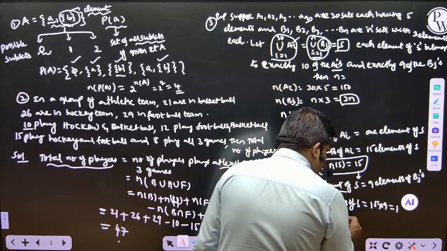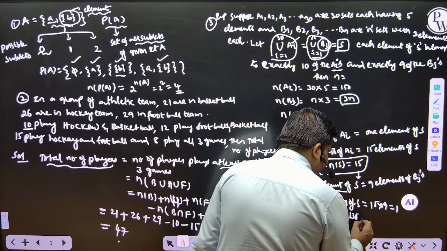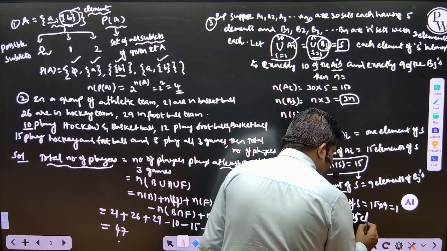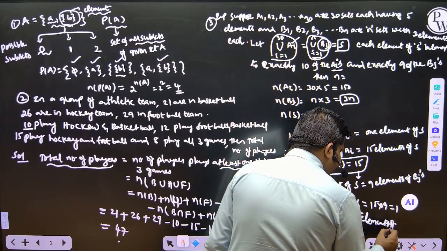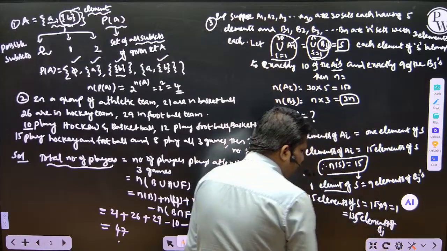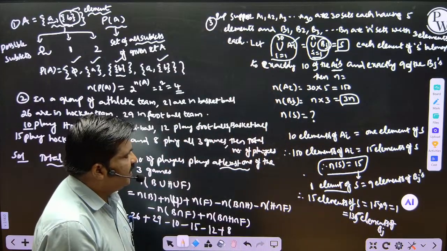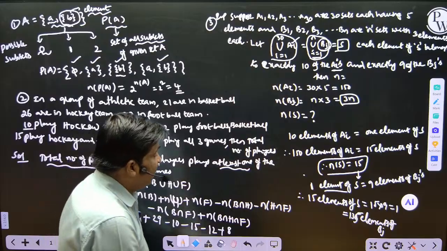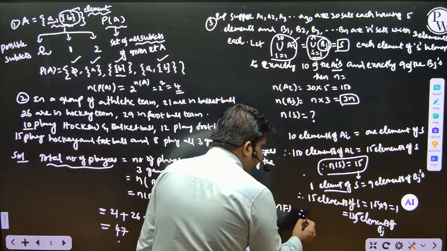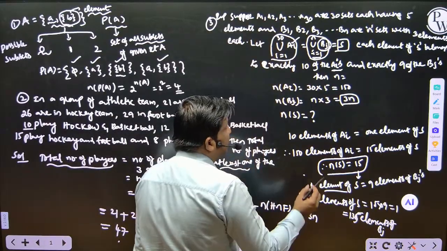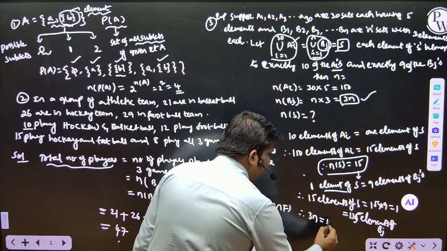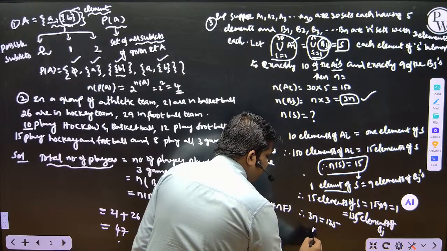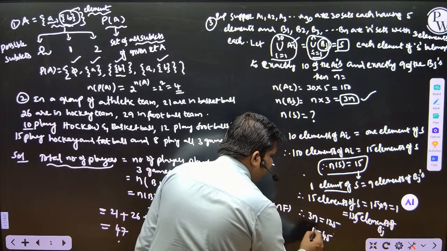So 135 elements of the Bj's. Actually the Bj's have 3n elements, so this 3n should be equal to 135. Then n is equal to 45.